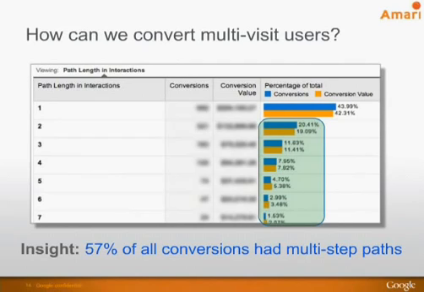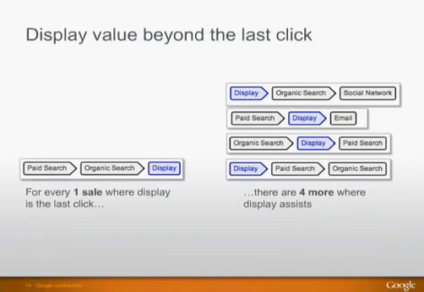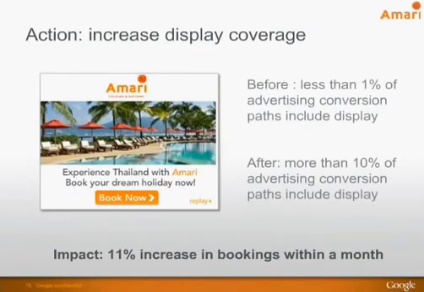The next example is also from Amari, and in this case they wanted to look more broadly, so not just those customers coming in through paid search, but all customers coming in through all of their channels. And in this case, they found the opposite, which was that 57% of their conversions actually required more than one step. So they wanted to understand which channels were assisting and how they could potentially speed up that process so that they could get those touches in on a faster basis and convert those customers.